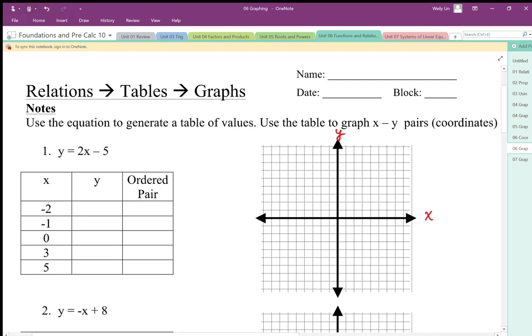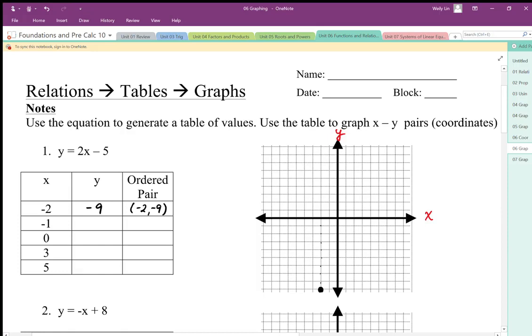So plugging in some of these inputs into our equations, we're going to get -2 × 2 = -4, -5 is -9. Our ordered pair is -2, -9. And I'm going to graph this on my graph. My first number is always going to be along the horizontal. Sorry, that's 9 down. So it's negative, so it's down. So left 2, then 1, 2, 3, 4, 5, 6, 7, 8, 9. Okay, so there's our coordinate.